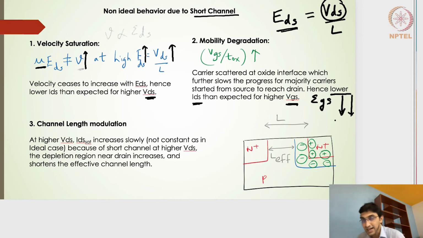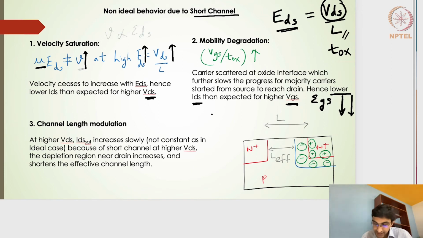As the channel length reduces, the thickness also reduces when we are fabricating the transistor itself. As the channel length decreases, the T oxide also decreases, and thereby the vertical electric field is likely to be very, very high, giving some kind of a scattering effect. Right, so for a higher VGS, we will not be able to get a larger IDS, whereas in an ideal behavior, the current was proportional to the square of the VGS value.